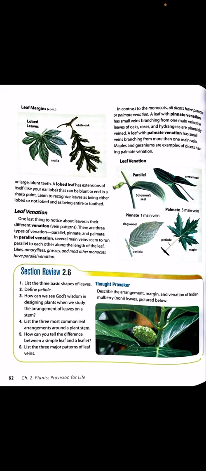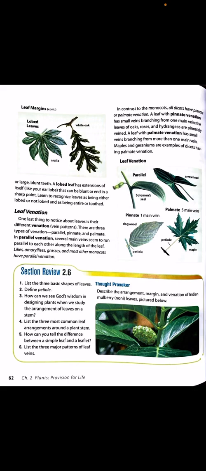Leaf venation. One last thing to notice about leaves is their different venation or vein patterns. There are 3 types of venation: parallel, pinnate, and palmate. In parallel venation, several main veins seem to run parallel to each other along the length of the leaf. Lilies, amaryllises, grasses, and most other monocots have parallel venation. In contrast to the monocots, all dicots have pinnate or palmate venation.